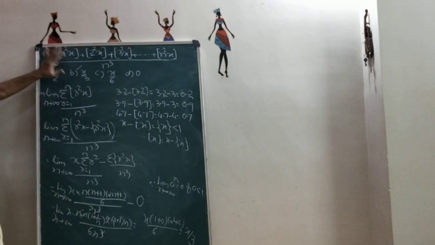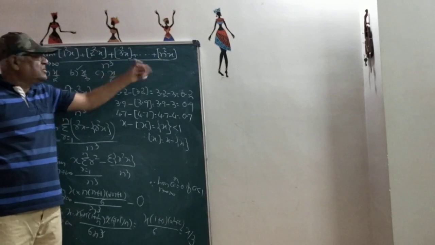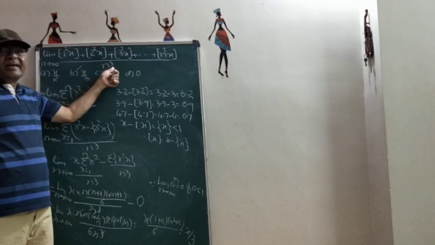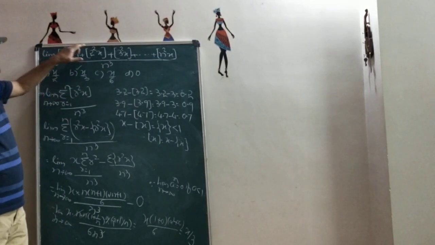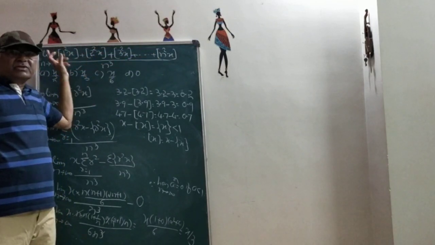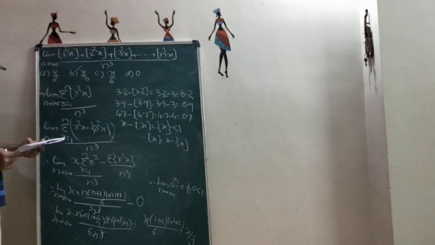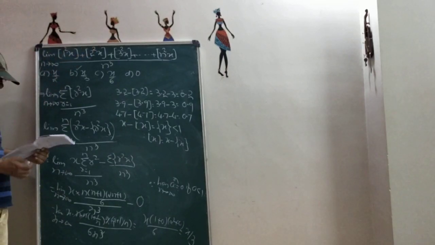So the same question can be asked in terms of 1x, 2x, 3x and so on up to n into x, and in the denominator n square will be there. And 1 cube, 2 cube, 3 cube and so on n cube, and in the denominator n to the power 4. Same question with 1 square, 2 square, 3 square, and 1 cube, 2 cube and so on can be asked.